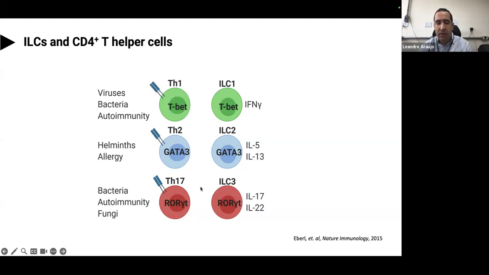And the focus here, we would like to understand how the innate lymphoid cells type 3 work. Basically, they have, let's say, a master transcription factor, RORγt, which they share with Th17 cells. They can produce IL-17 and IL-22. They are very important for the bacterial response, autoimmunity, and during fungal responses too.